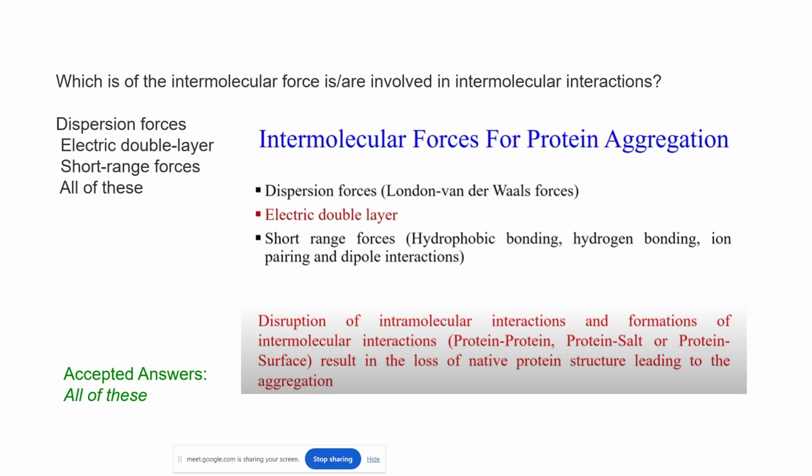Next, this was the question: which of the intermolecular forces are involved in intermolecular interactions? Again, all of these would be the correct answer. The dispersion forces include London and van der Waals forces. The electric double layer is when a material is exposed to body fluid and initial proteins get attracted to this material, and then one more round of proteins will form the second layer.